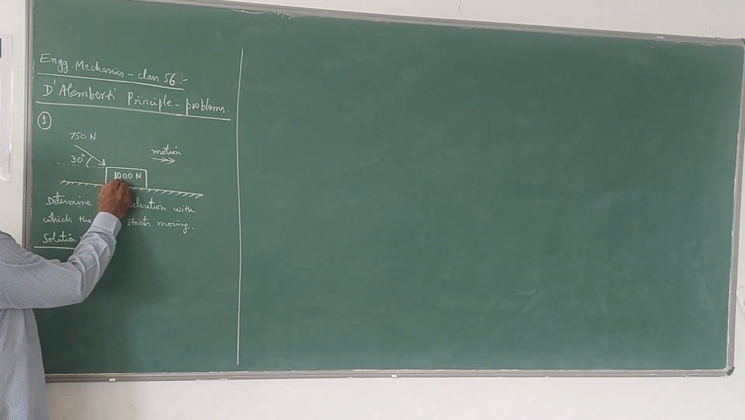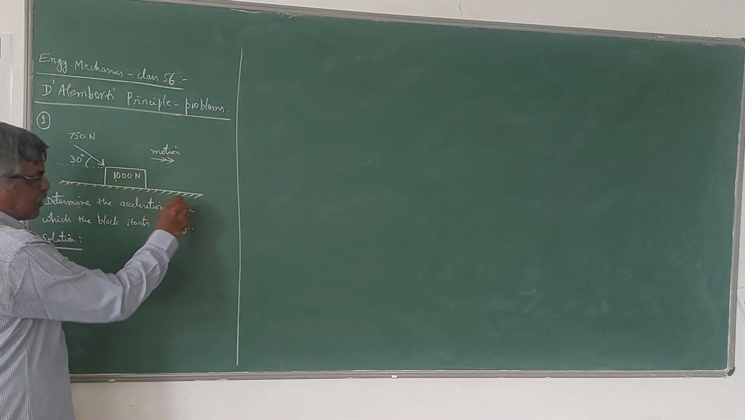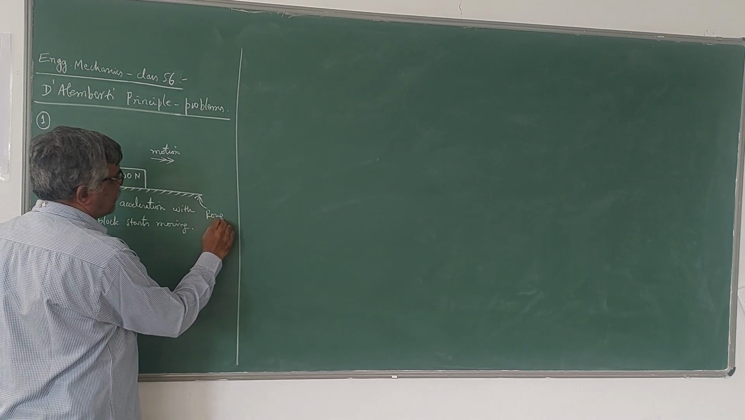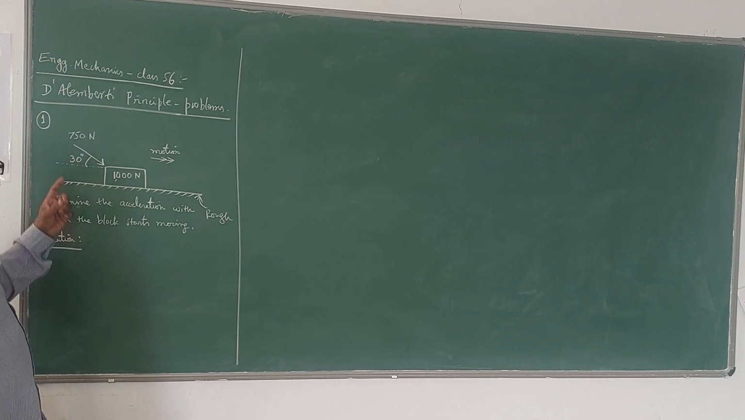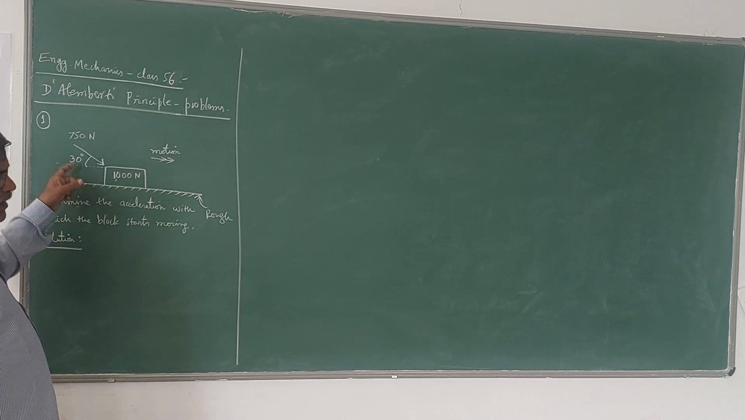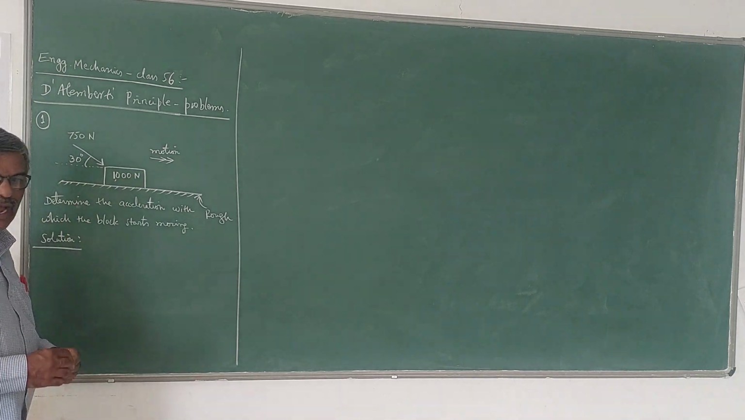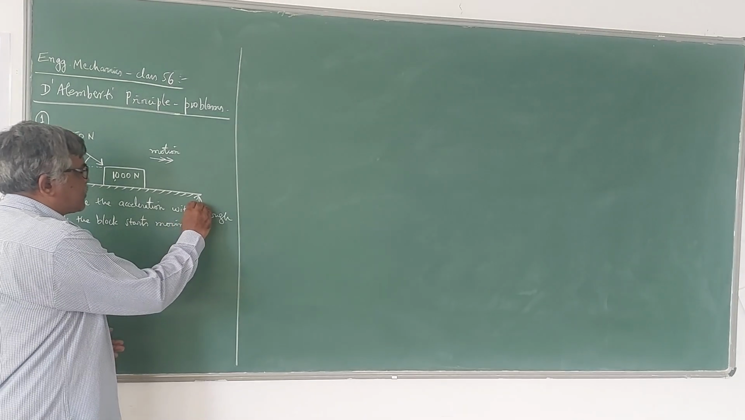There is a block of weight 1000 Newton kept like this on a horizontal plane, which is a rough plane, and a force of 750 Newton is applied at an angle of 30 degrees. It's a push force on this block. So the question is, determine the acceleration with which the block starts moving.